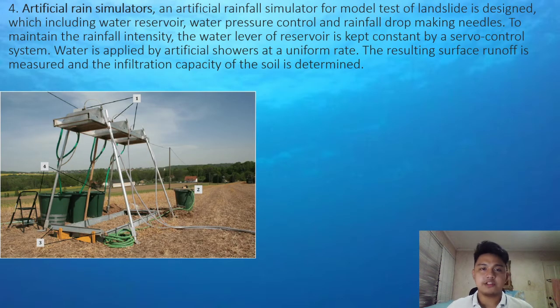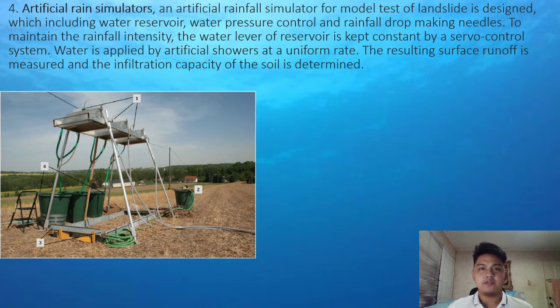Artificial rain simulator. It's an artificial rainfall simulator for model tests of landslides, designed to include water reservoirs, water pressure control, and rainfall drop making needles. To maintain the rainfall intensity, the water level of the reservoir is kept constant by a servo control system. Water is applied by artificial showers at a uniform rate. The resulting surface runoff is measured and the infiltration capacity of the soil is determined.